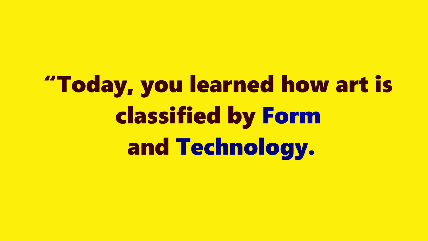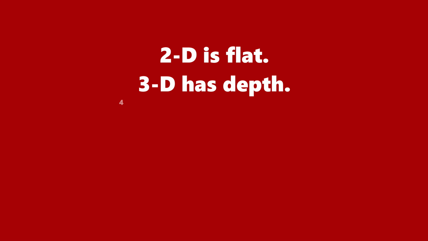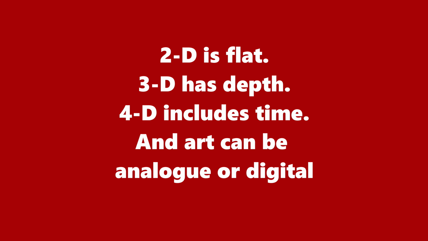Summary. Today you learned how art is classified by form and technology. 2D is flat, 3D has depth, 4D includes time, and art can be analog or digital.